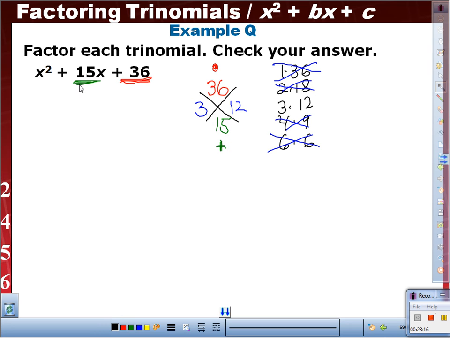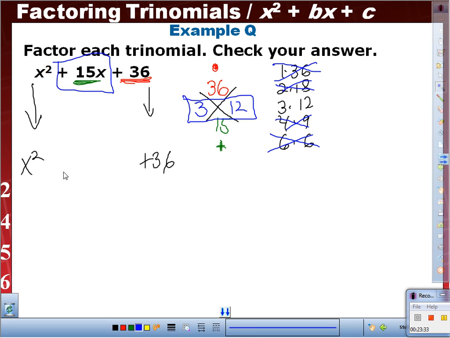Okay, I'm going to rewrite this. I'm going to write the first term, the last term, and in the middle, instead of writing 15x, I'm going to write 3x and 12x. Does that give us 15x? Does this look familiar? Yes, now I can use grouping.